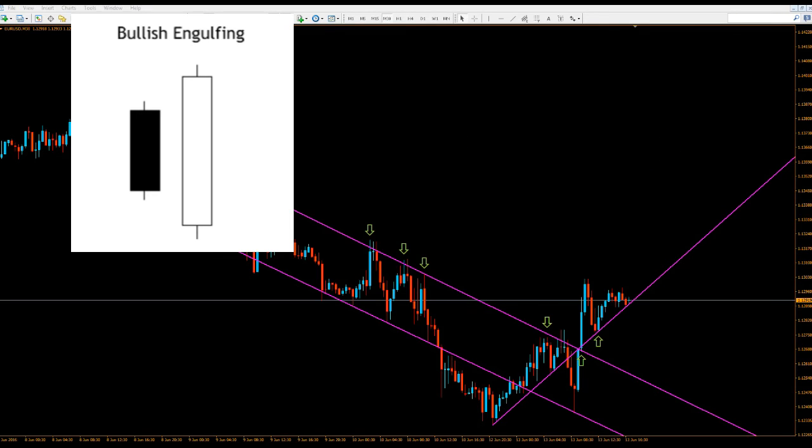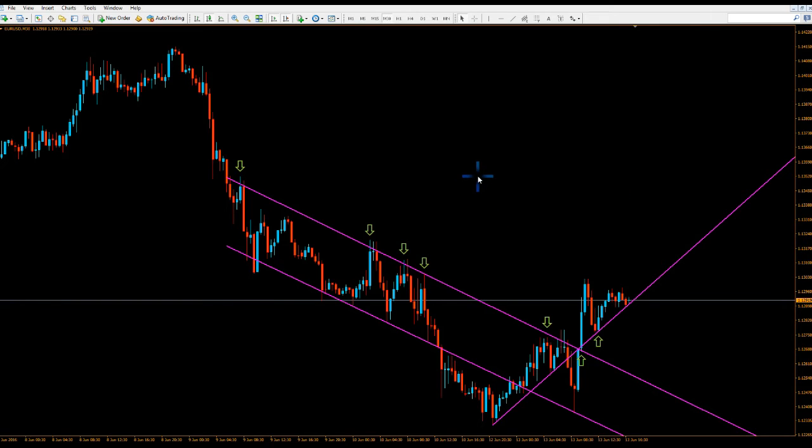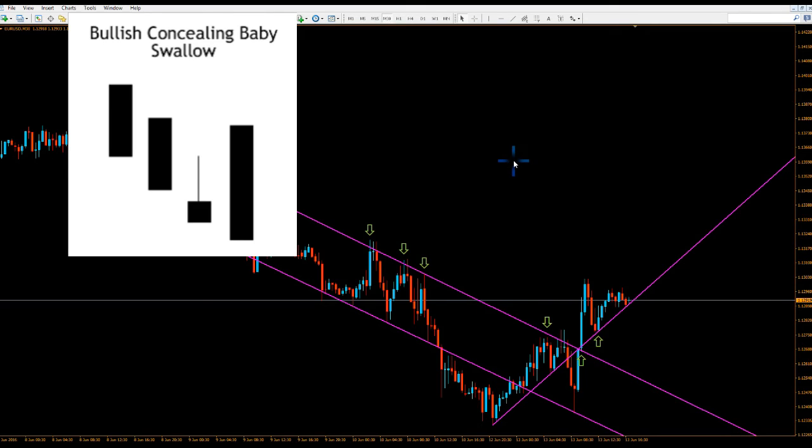So this one was quite an easy one. Let's move on to one more. Bullish concealing baby swallow. I know it's a very strange name. And this is the last one, by the way. This is number 7, formation number 7. Concealing baby swallow.